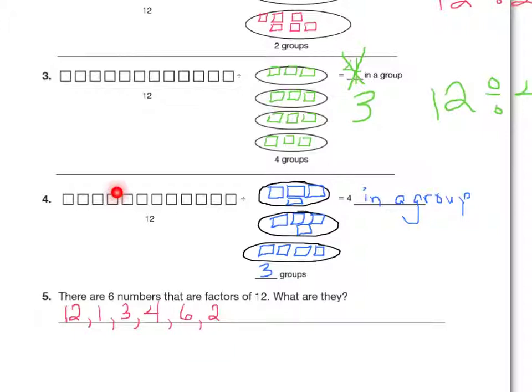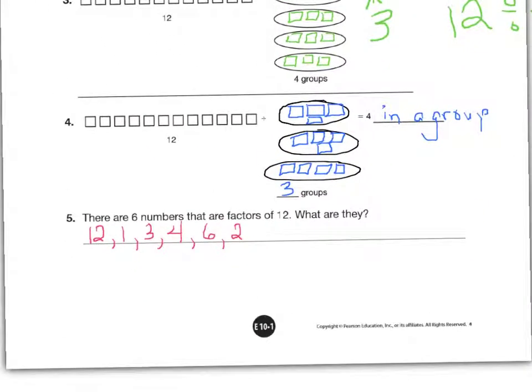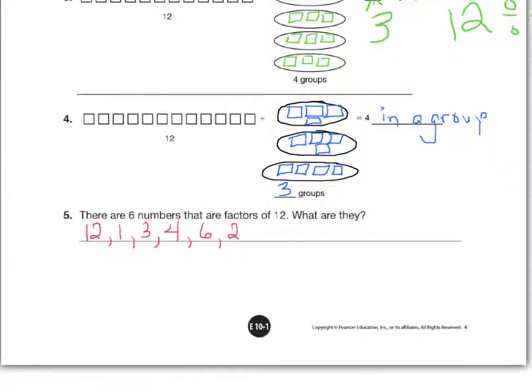And then finally, we'll look down at the bottom here. It says there are 6 numbers that are factors of 12. What are they? Well, I know that 12 times 1 and 1 times 12. We can list those either way we want. Each of those is a factor. Remember, 2 factors make a product. 3 times 4, 2 factors make 12. And 6 times 2, 2 factors. Let's count and see if we have 6 numbers. We have 1 number, 2, 3, 4, 5, 6. Those are the 6 factors that make 12.